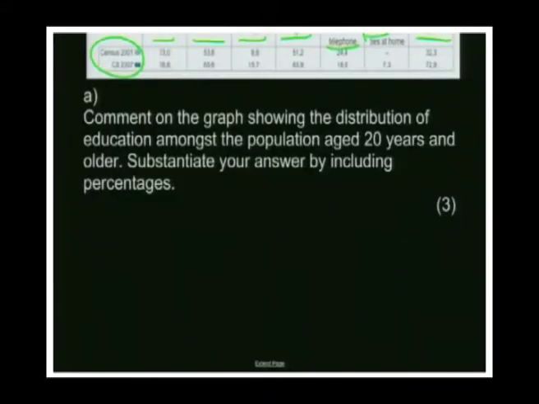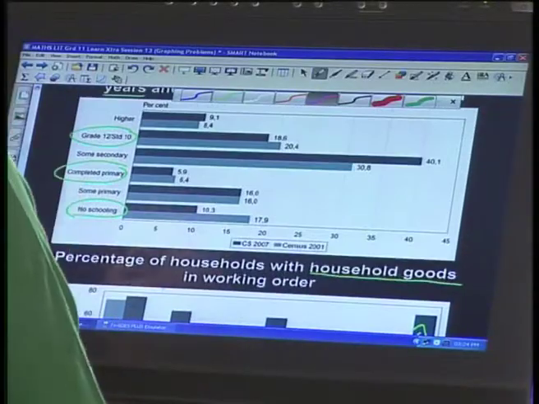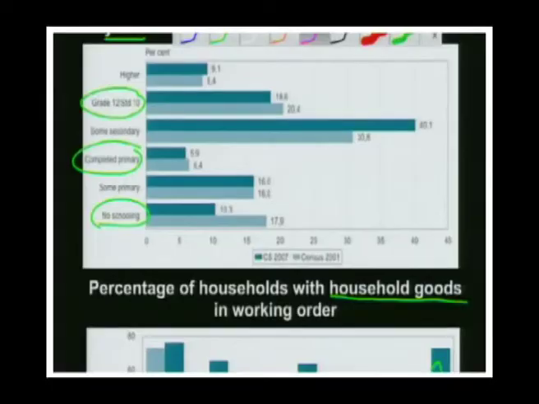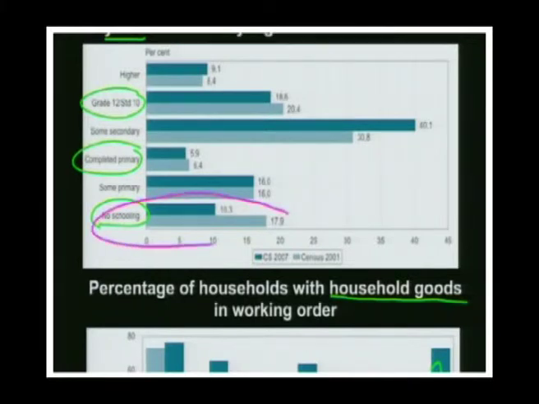Comment on the graph showing the distribution of education amongst the population aged 20 years and older. Substantiate your answer by including percentages. Right, so the question is asking us just to comment on the graph. I would like you to notice a couple of things, and let's do this together. First of all, can we say that the overall amount of schooling has increased? And I would say yes, by looking at this over here.